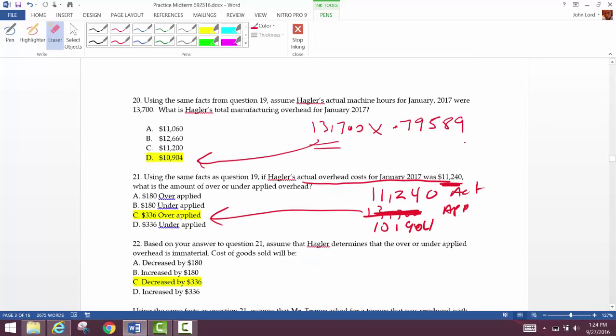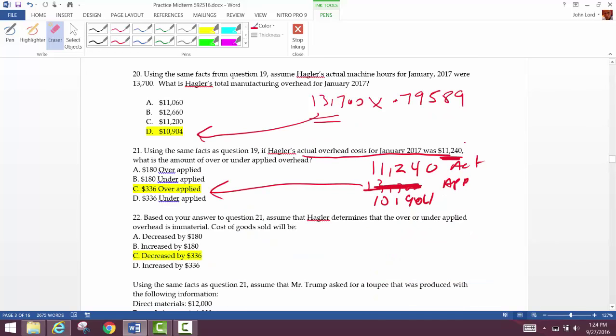Okay, good. Based on your answer to question 21, Hagler determines that the over or under applied overhead is immaterial. Cost of goods sold will be what? Will be decreased, right? Because we've over applied it. Okay, good.